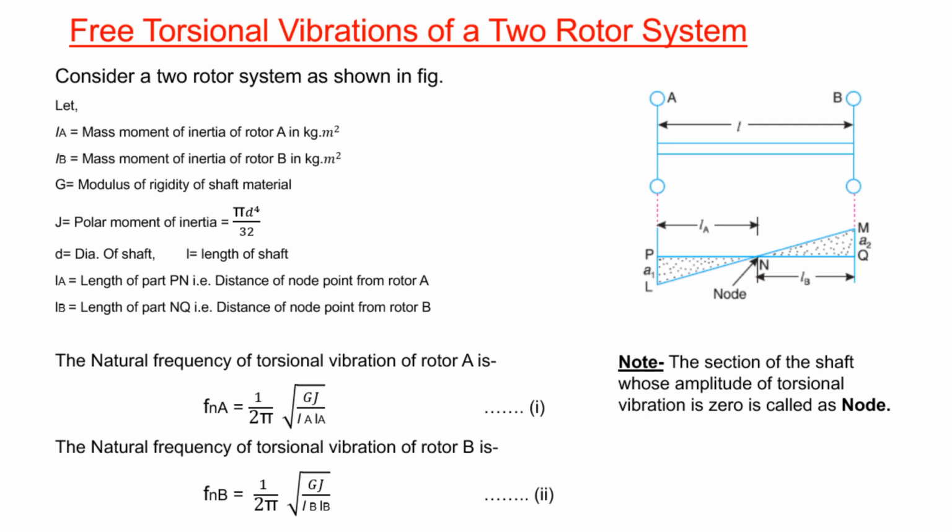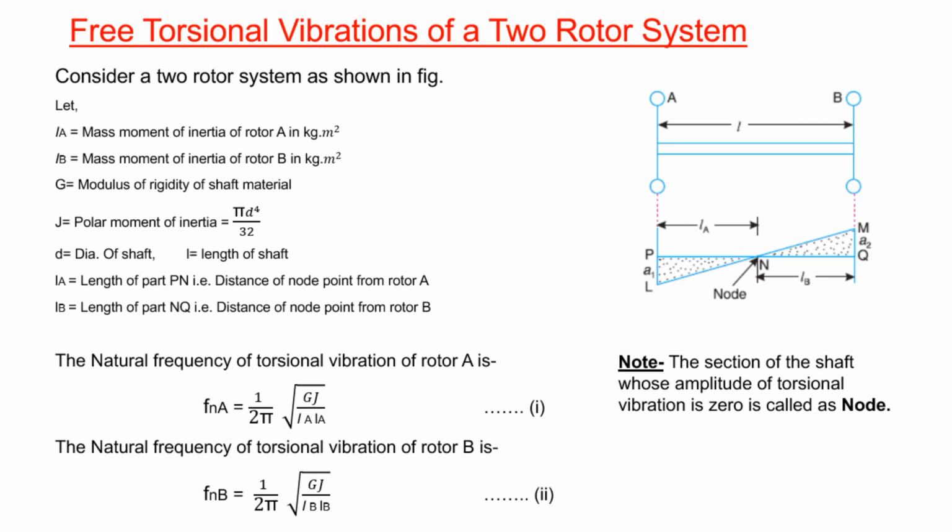Now for two rotor system, we will find out the natural frequency. Consider a two rotor system as shown in this diagram, where A and B are the two rotors connected at the two ends of this shaft, and that shaft is mounted in between two bearings so that it can freely rotate. If I rotate the A disc and B disc in opposite directions, applying exactly equal torque but in opposite direction, and release, then it will twist and untwist continuously in opposite direction alternately, creating a torsional vibration in the shaft.